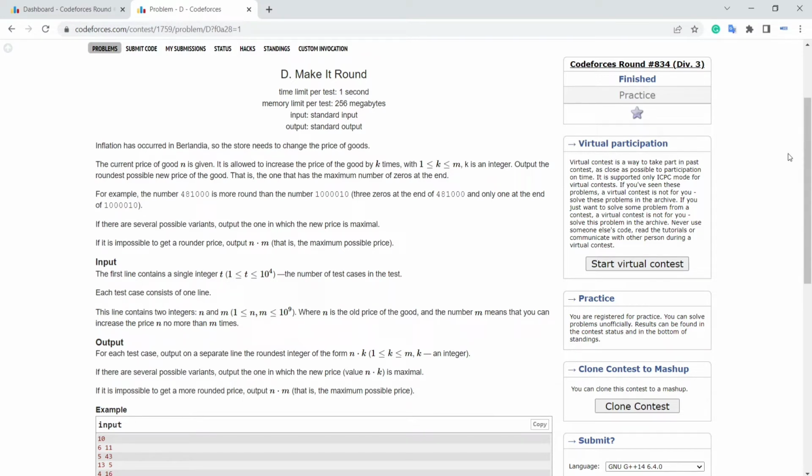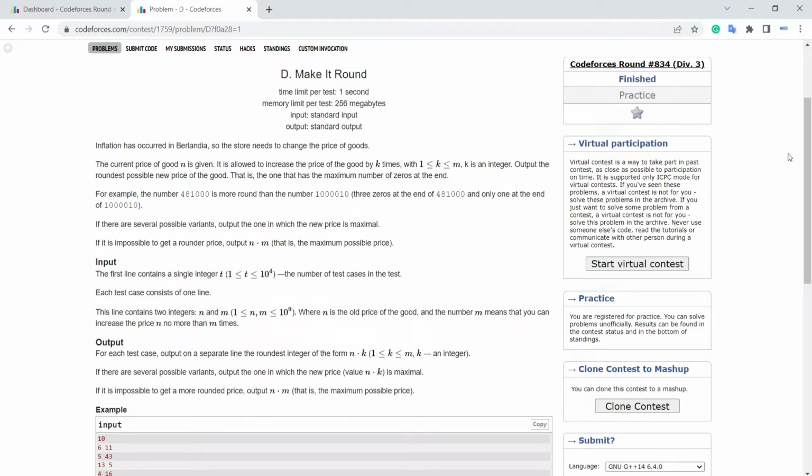That means you can multiply K, any number between 1 to M, with the current number. The output is the roundest possible new price of the good, that is, the one with the maximum number of zeros at the end. If there are several possible variants, output the one where the new price is maximal. If it is impossible to get a rounder price, output N multiplied by M. The constraints of N and M are 10 raised to the power 9.